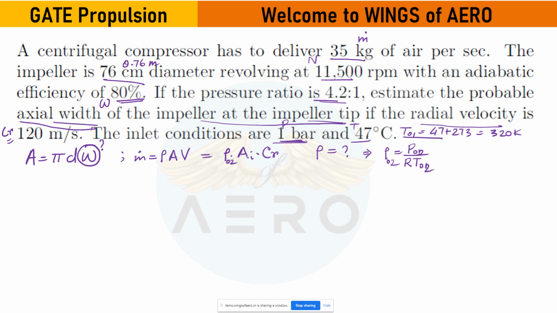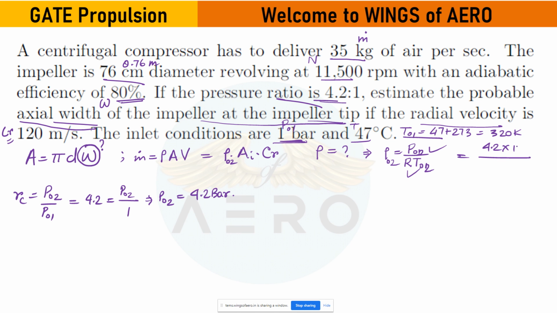They have given the efficiency and the pressure ratio. So pressure ratio RC means P02 by P01, that is 4.2. P01 is 1 bar, so P02 is 4.2 bar. Can I say that? So P02 is 4.2 into 10 power 5. R is constant, 287, into T02. Now how can I find T02?